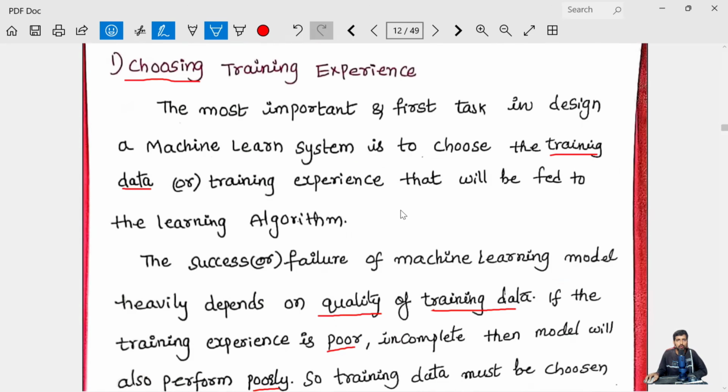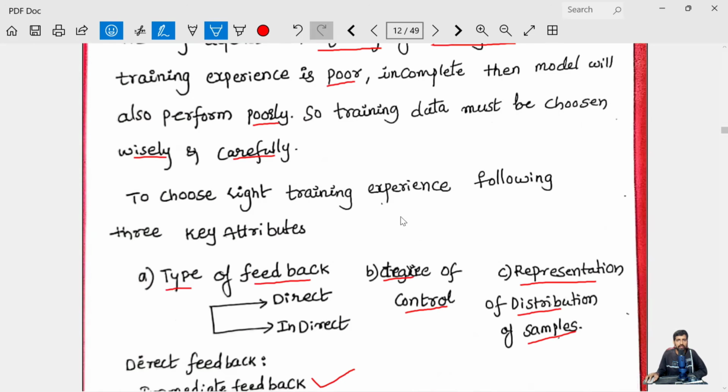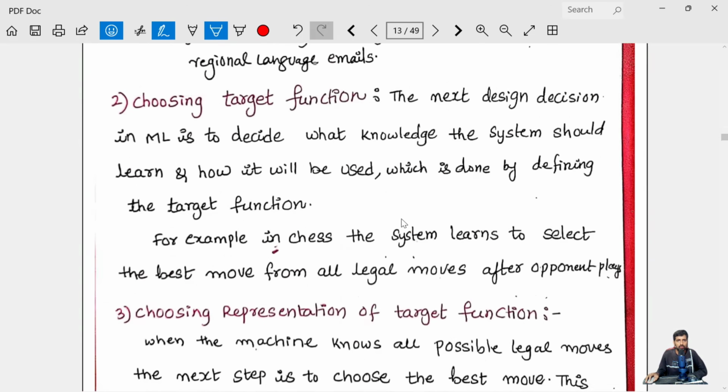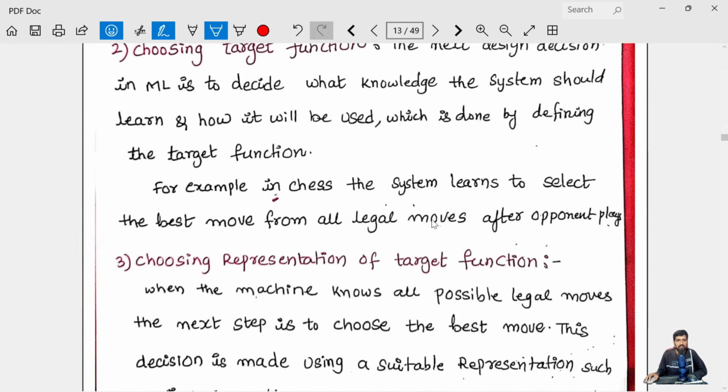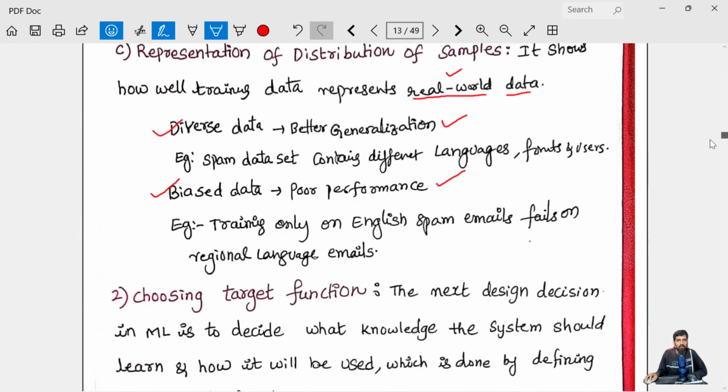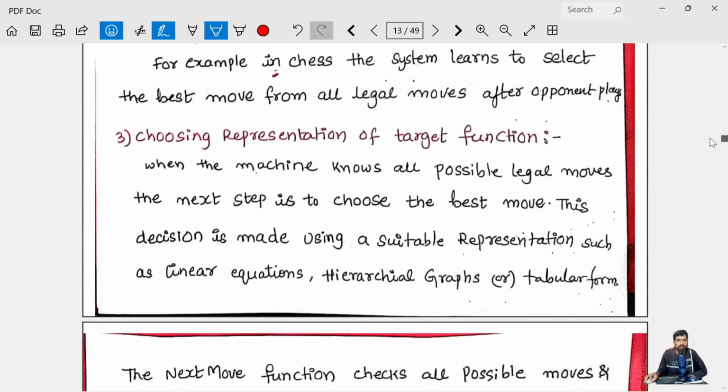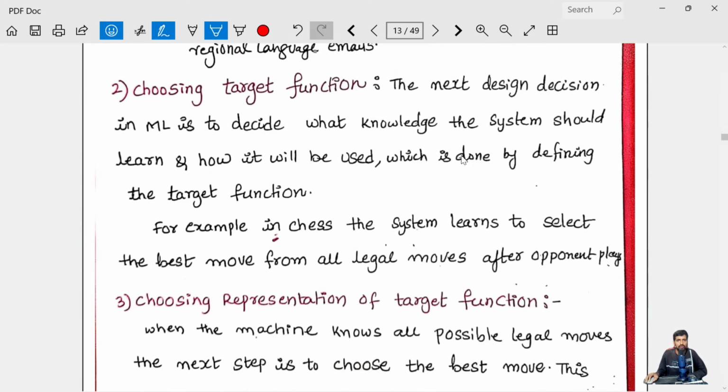So we completed the first one, that is choosing the training experience. And now let us go to the second one. This is called choosing target function. So now we go for the second one, choosing target function.